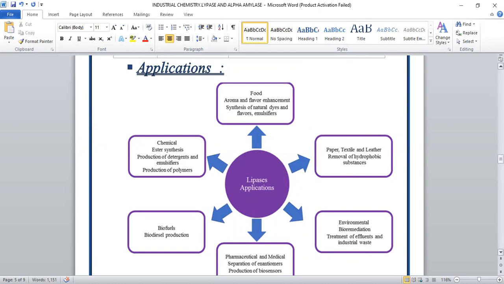In biofuels for biodiesel production. In chemical industries for ester synthesis for production of detergent and emulsifiers and for production of polymers. So its applications are not limited. It is very significant in all fields of science.